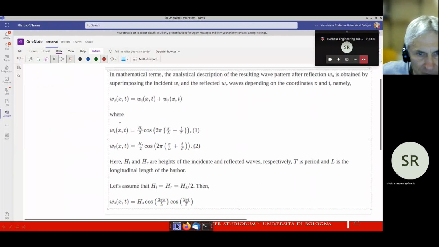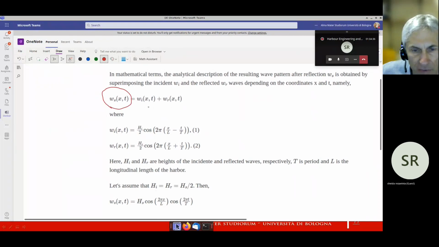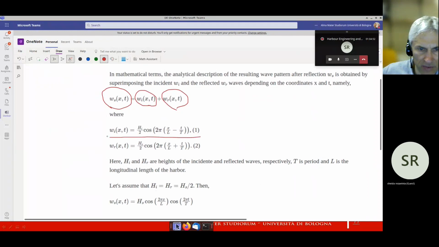So here you have the standing wave, WS, which is given by the sum of the incoming wave plus the reflected wave. This is linear theory, okay? Nothing particular. We describe the incoming wave, perhaps with this formulation, through a cosine function. So basically, the incoming wave depends on the position and time, of course, depends on only one horizontal dimension, as we said, by following our assumption, and time.